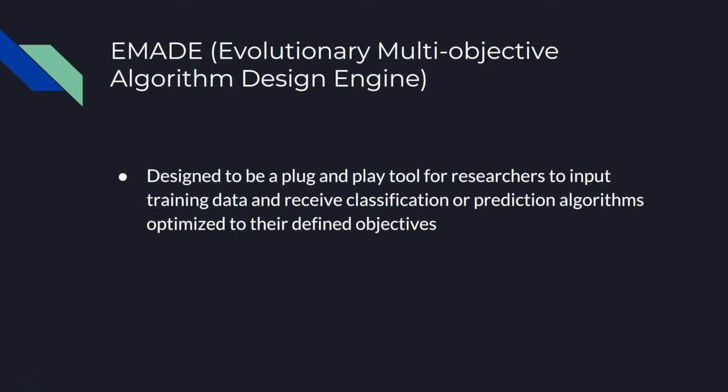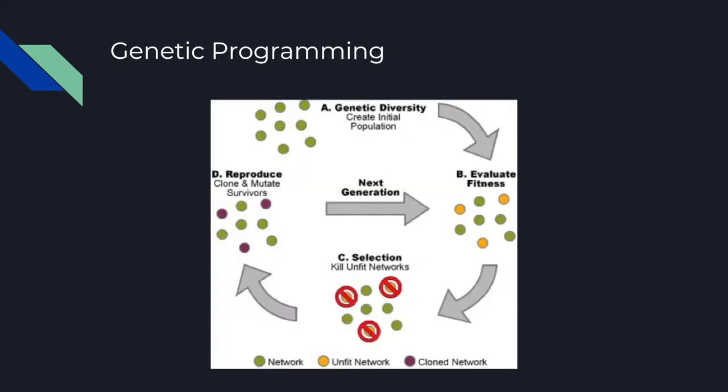EMADE is the Evolutionary Multi-Objective Algorithm Design Engine. It's designed to be a plug-and-play tool for researchers to input training data and receive classification or prediction algorithms optimized to their defined objectives. EMADE is built on the concept of evolutionary programming.